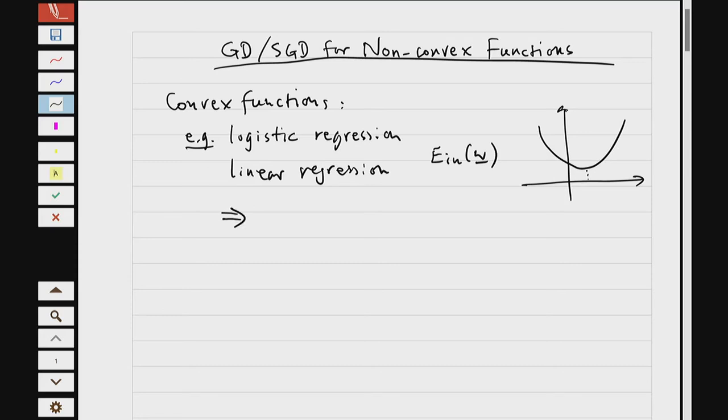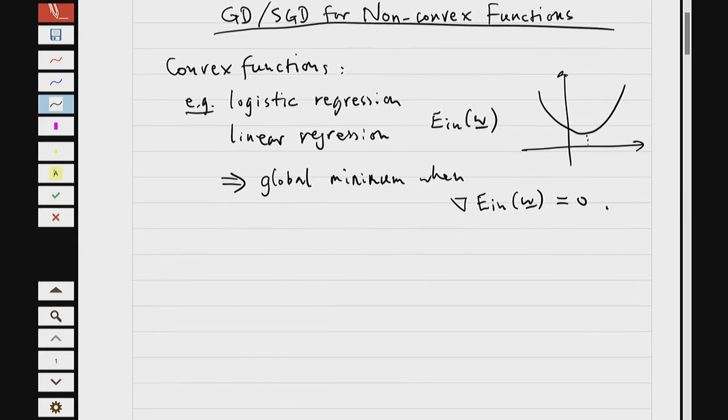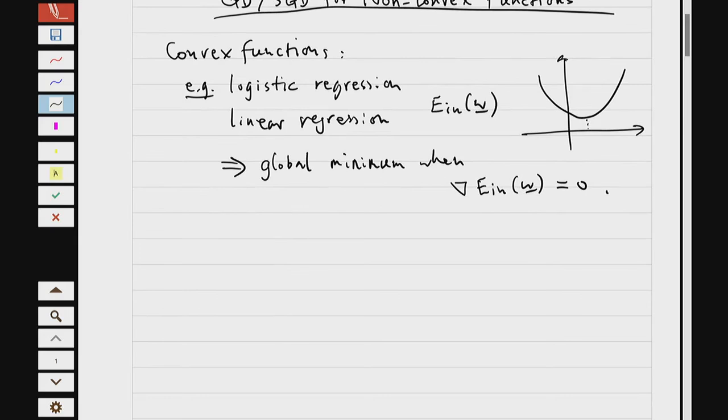So in this case, when you have convex functions, then we have a global minimum. And that's also the case when the gradient is equal to 0. So the question then is, well, what about non-convex functions? Because we have to deal with them all the time in machine learning.